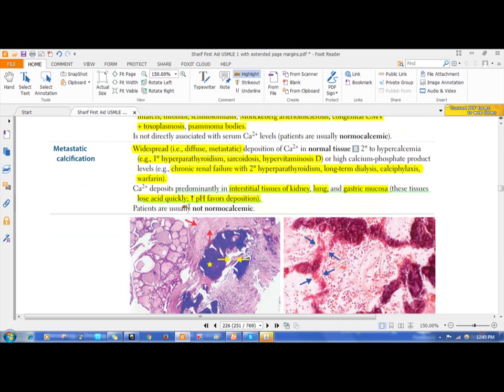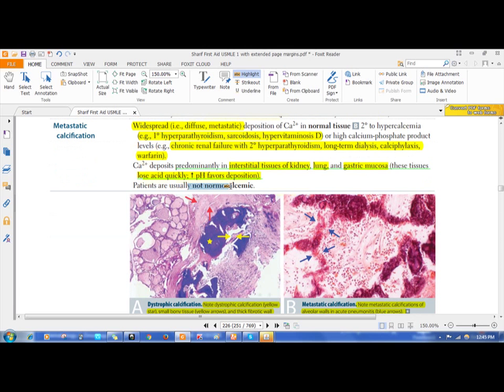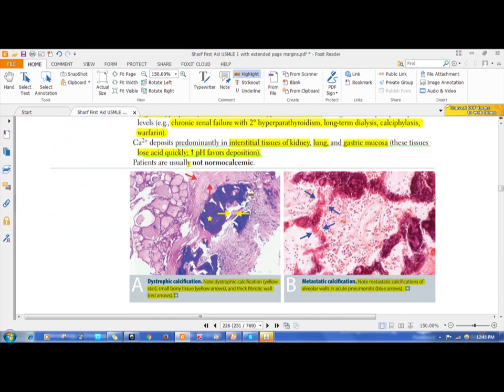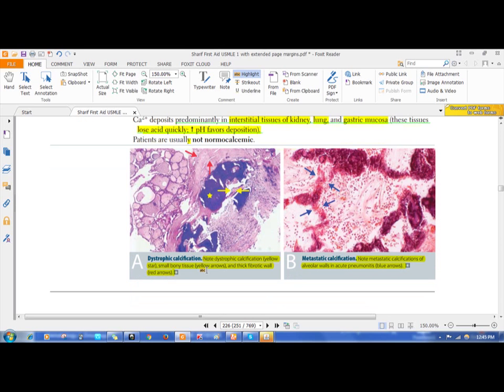Okay, and patients are usually not normal calcium, as I've already mentioned. Okay, so here we can see some focus of dystrophic calcification by the yellow star. So this blue region, because calcium is blue in normal common stains. So this is the blue region showing the dystrophic calcification, and there are thick fibrotic walls around them. But this is the area of necrosis, and inside the area of necrosis you have this deposition of calcium, and sometimes the calcium can form bone-like structures like here.